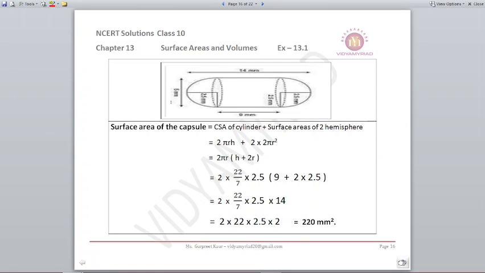So what is this made up of? The surface area of a capsule, if I want to find it, is made up of the cylinder and the two hemispheres. So CSA of the cylinder plus surface area of two hemispheres, that is 2 pi r h plus 2 into 2 pi r square. Take out the common factor, 2 pi r will be common, inside will be h plus 2r. Solve this, put the values of the radius and height. You will get your answer as 220 mm square.